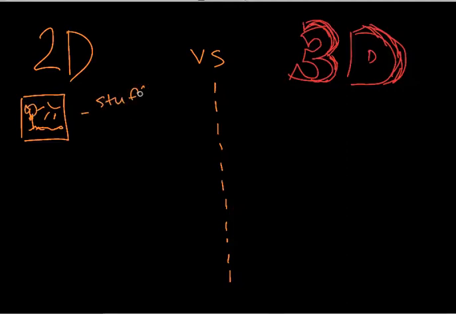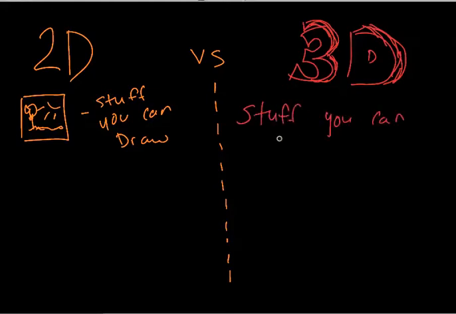Stuff you can draw. And 3D stuff is a little bit different. It's real stuff that you see in the real world. In other words, stuff you can hold. Assuming it's really big, like a mountain, well, let's just imagine yourself as a giant. It's stuff you can pick up and hold and turn around and look at in your hands.